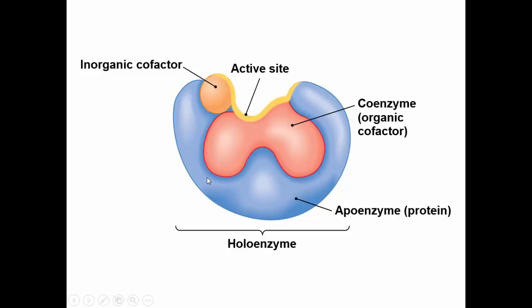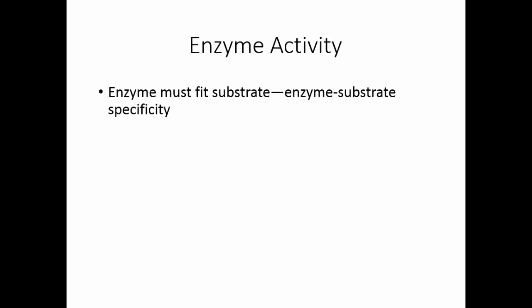This particular enzyme, in order to become a holoenzyme, an entire enzyme, needs an inorganic cofactor as well as an organic coenzyme. When these two things are in place, the enzyme now has an active site. This is the area where the substrate will bind. For an enzyme to work, the enzyme must fit its substrate. This means that there is enzyme substrate specificity.